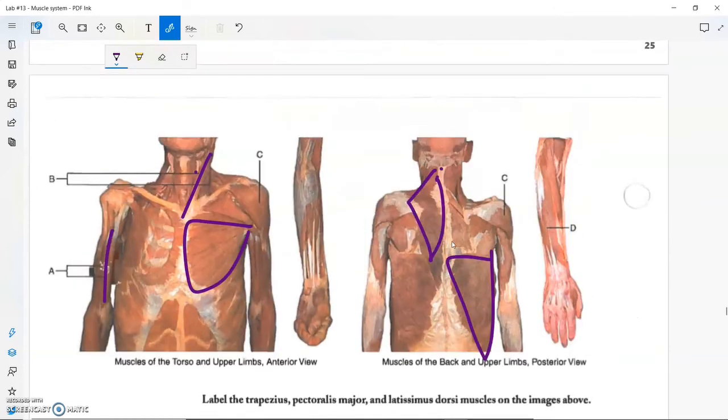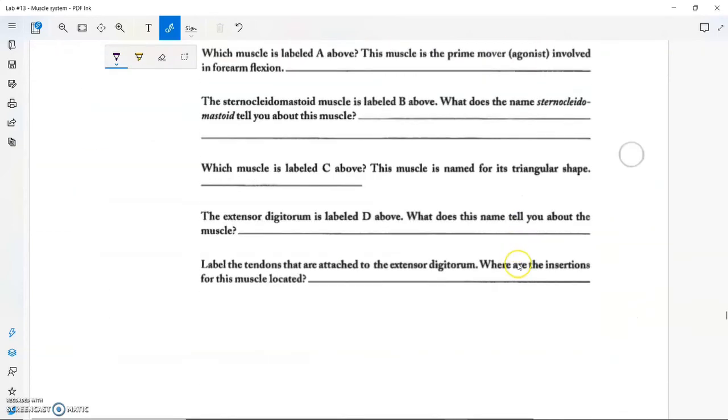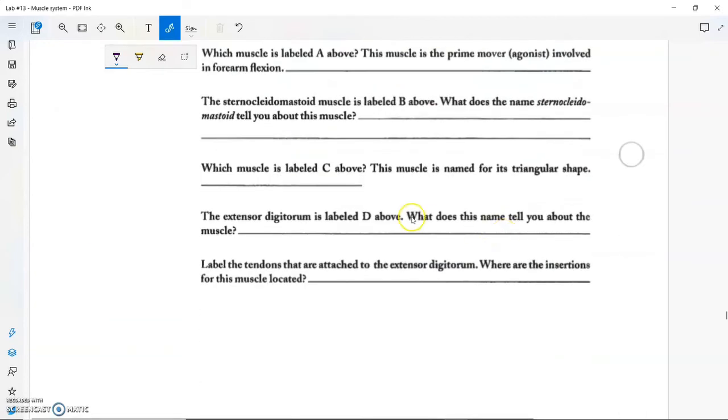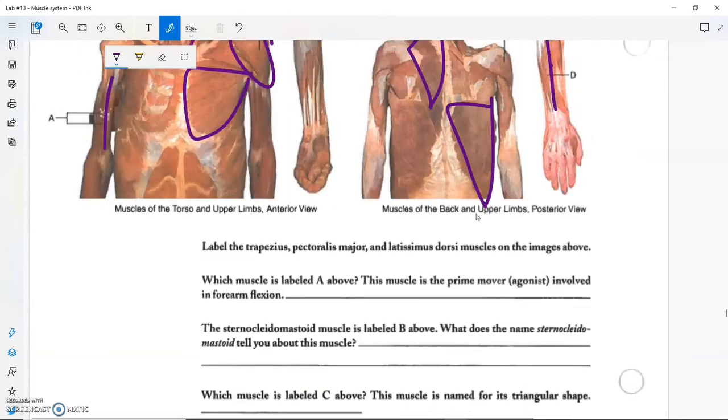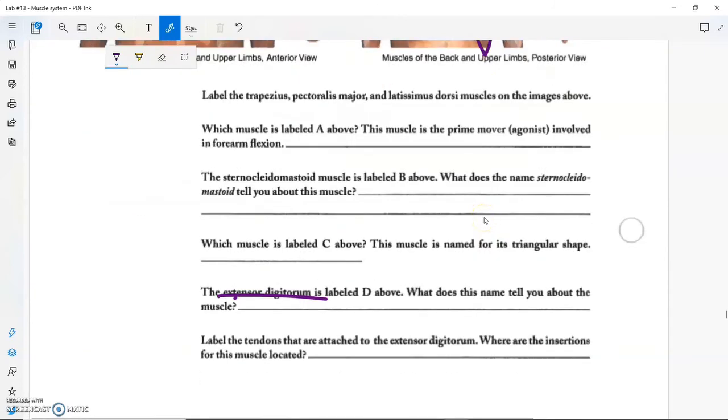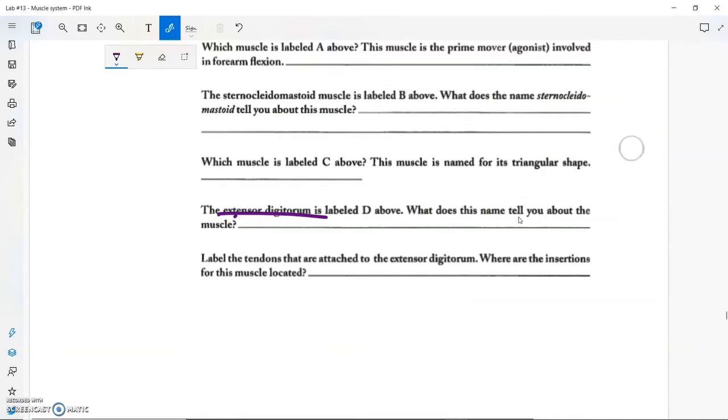Muscle that is labeled C on the image is a deltoid muscle. And extensor digitorum is labeled D. It extends your fingers. That's what the name says, extensor digitorum. Tendons that are attached to extensor digitorum project to the middle three fingers. Okay? So insertions are in the fingers.